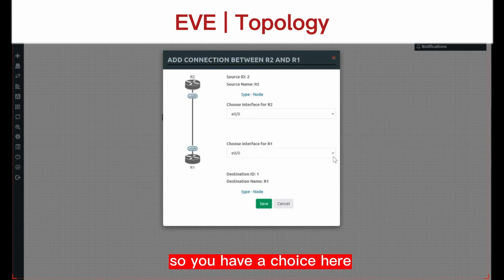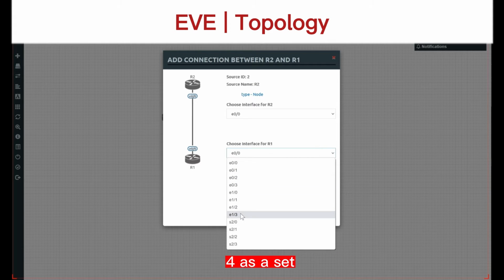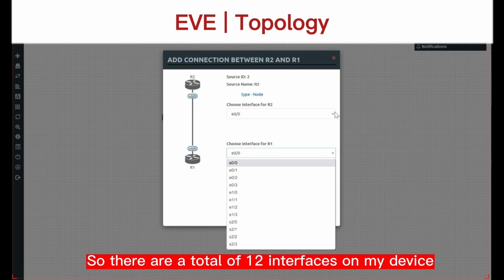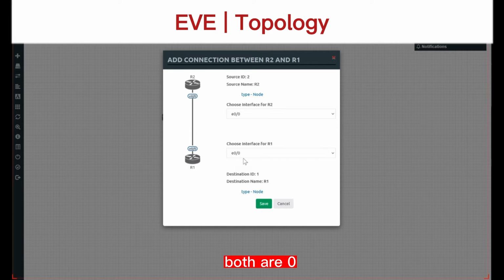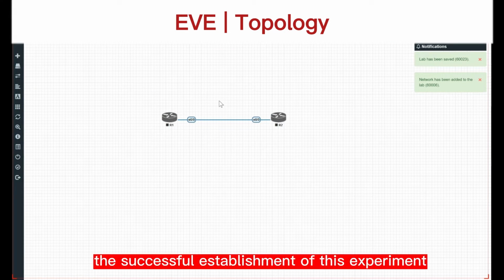So you have a choice here. Click on it and you can see, now the Ethernet ports are 8, 4 as a set. One starts with 0, one starts with 1. The following 4 serial ports start with S. So there are a total of 12 interfaces on my device. The R2 device is the same. Both are 0. Click Save. After saving, it is equivalent to the successful establishment of this experiment.